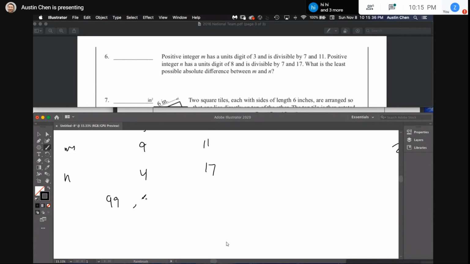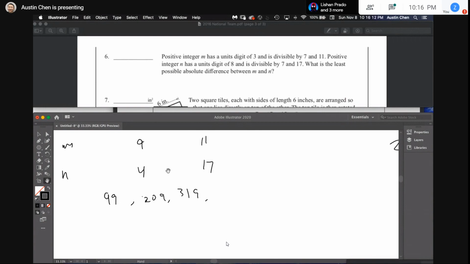And then the next ones are going to be 99 plus 110, and you're just going to keep adding 110s, right? So you don't change the units digit of 9. So the next one you get is 209, and then you add another 110, and it will be 319, and so on.